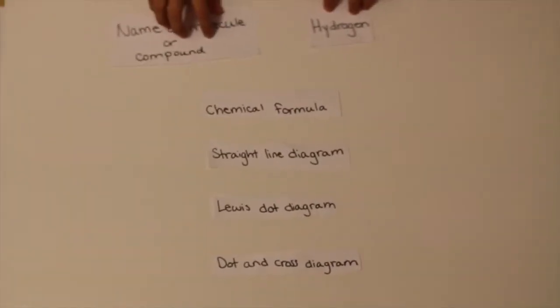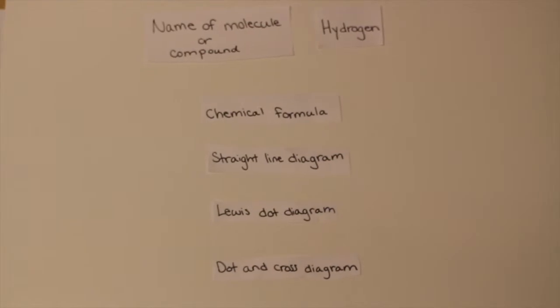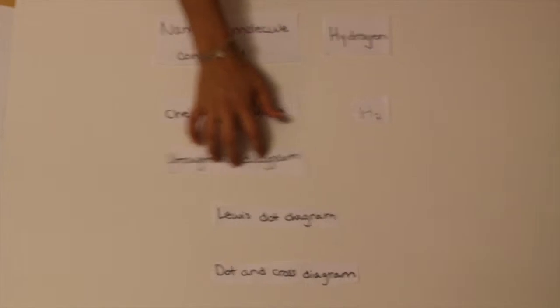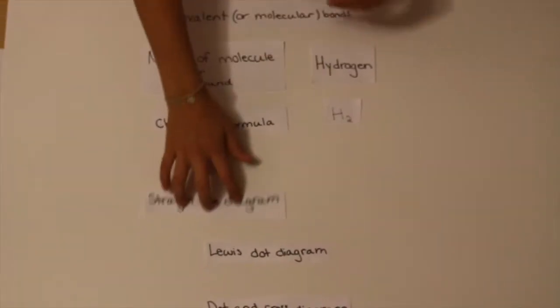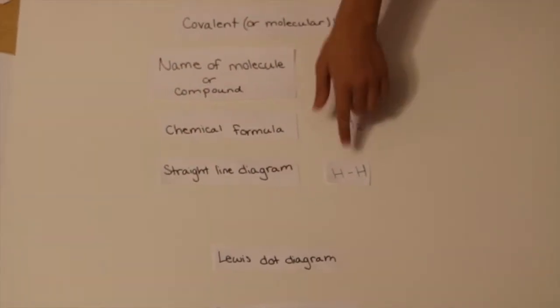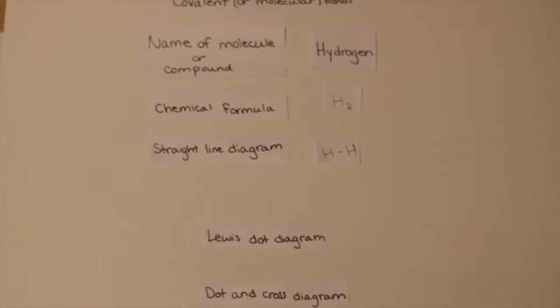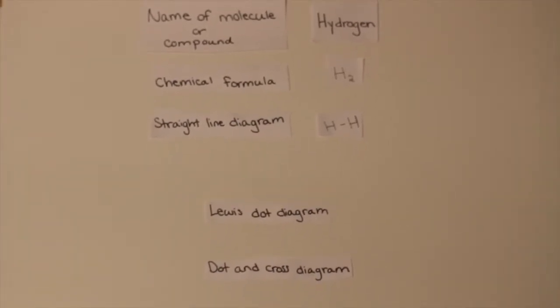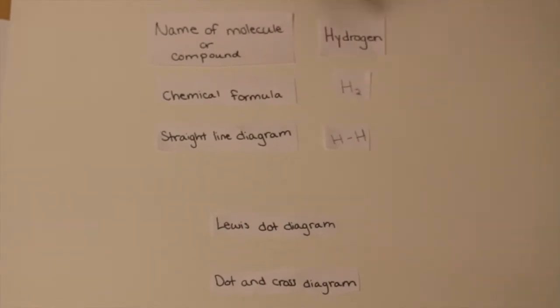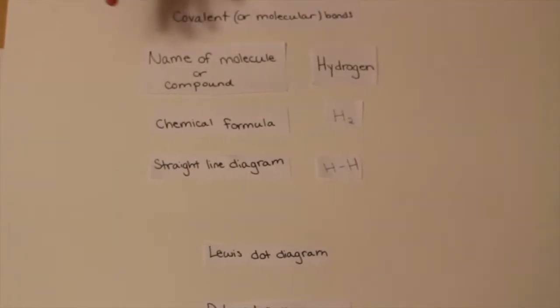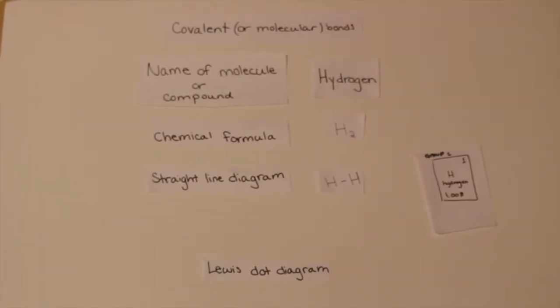For example, let's take hydrogen. The name is hydrogen. Its chemical formula is H2. The straight line diagram would be this. This line represents the sharing of the two electrons between the two hydrogen atoms. When these two hydrogen atoms combine, they get a full valence shell. So when they combine, they get two, and that makes them happy.